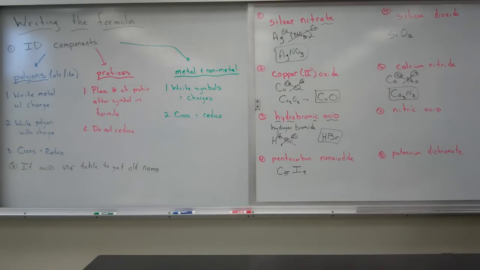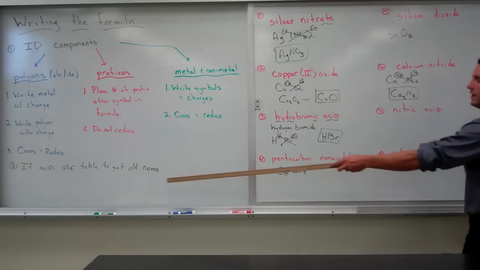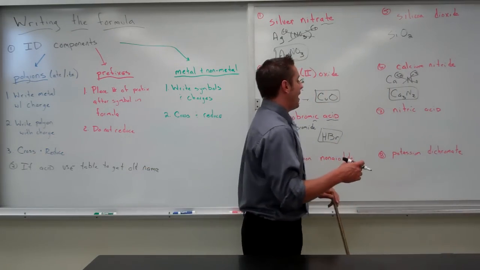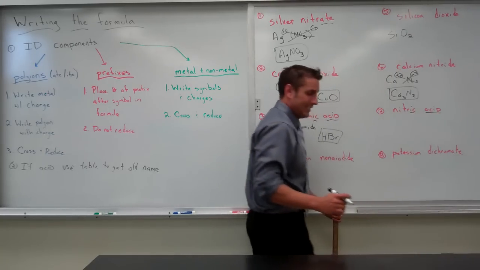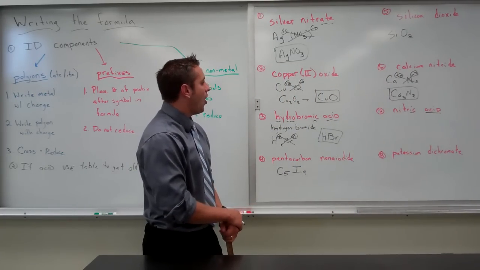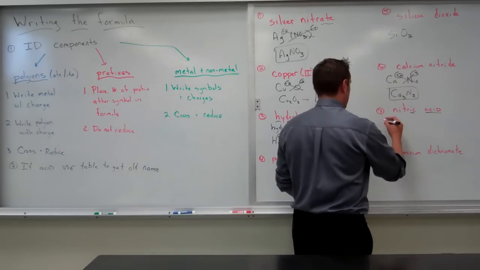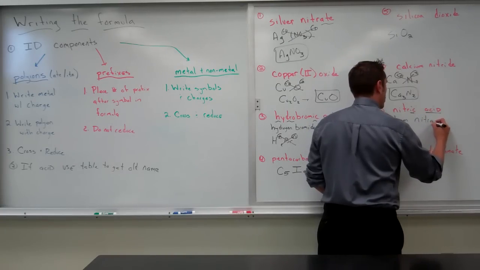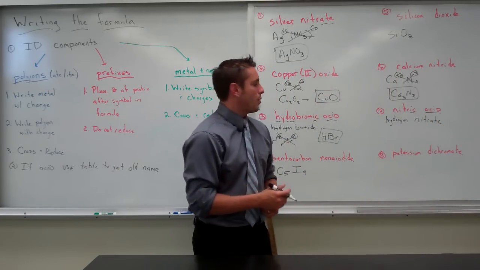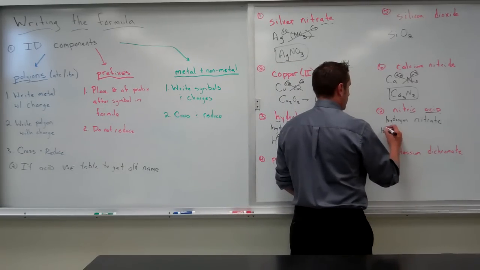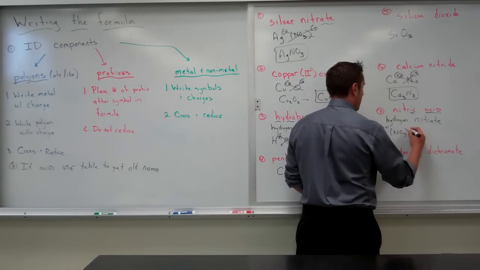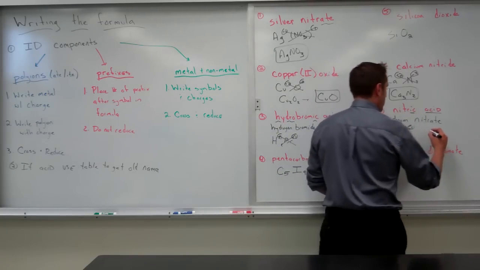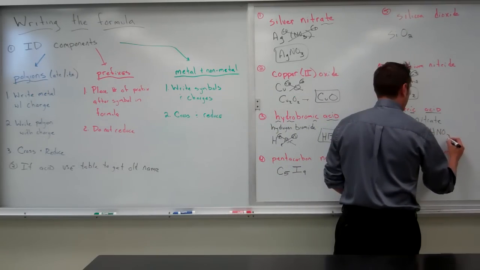Number 7, nitric acid. Nitric acid obviously has no prefixes. It's an acid, so according to this, use the table to get the old name. Figure out the type of acid. It's an ic acid. Ic acids used to be called hydrogen something ates. So this used to be hydrogen nitrate. And from there it's normal. You do symbols and charges and cross it. H plus 1, NO3 minus 1, cross and reduce, and you get HNO3.